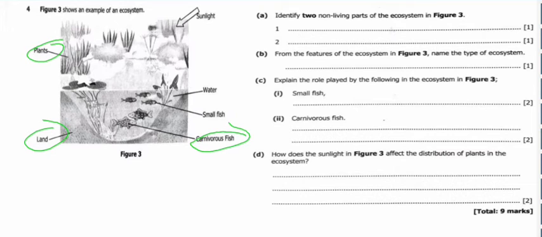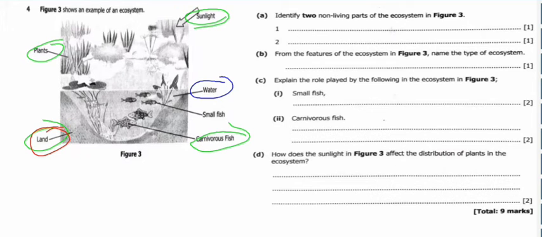So the first thing here, we have the sunlight, which is this one here. Apart from the sunlight, we also have the land. Apart from the land, we also have water. These are non-living parts. But plants, small fish, and carnivorous fish are examples of living organisms.